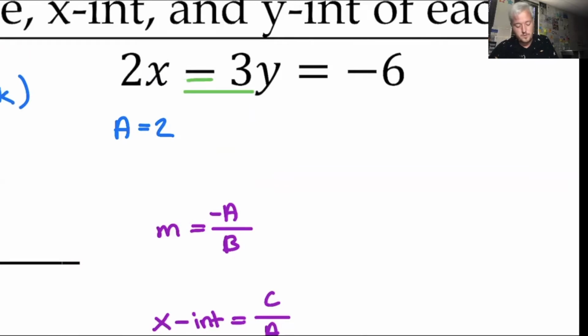So see how we're subtracting? That means our B value is going to be a -3. However, if this was an addition sign, then that would be a +3. But because we're subtracting, it is going to be negative. And last but not least, our C value, which is over here on the far right side. So we have a C value of -6.